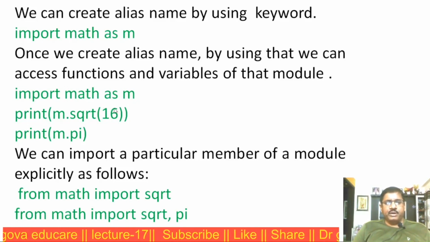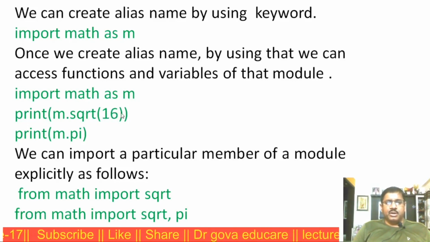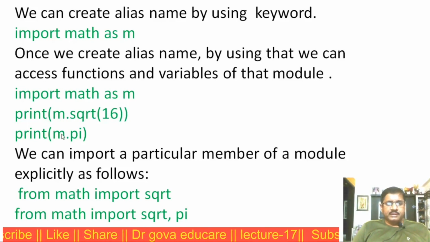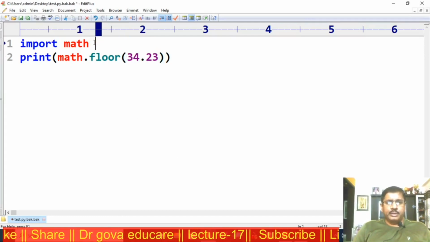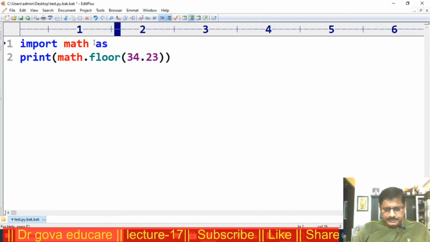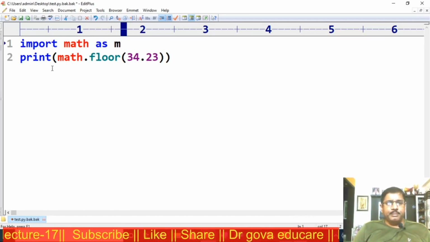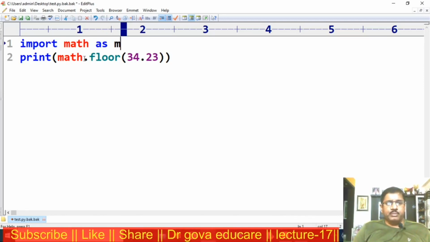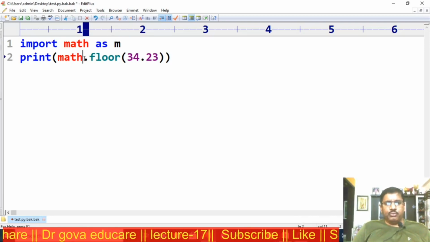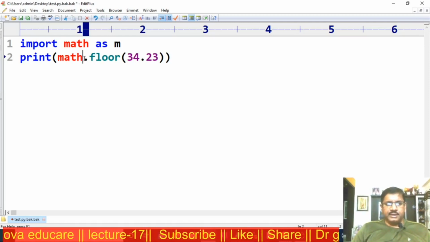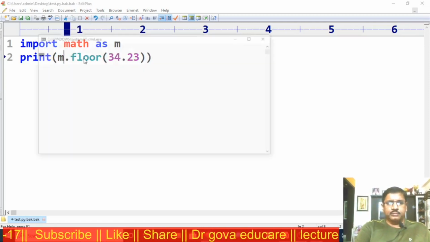I want to perform the square root of 16, that is m dot sqrt of 16. Similarly, m dot pi. Now import math as m. Here m is the alias of math. Now I want to perform floor of 34.34. We use that module, that is the alias name, m dot floor.